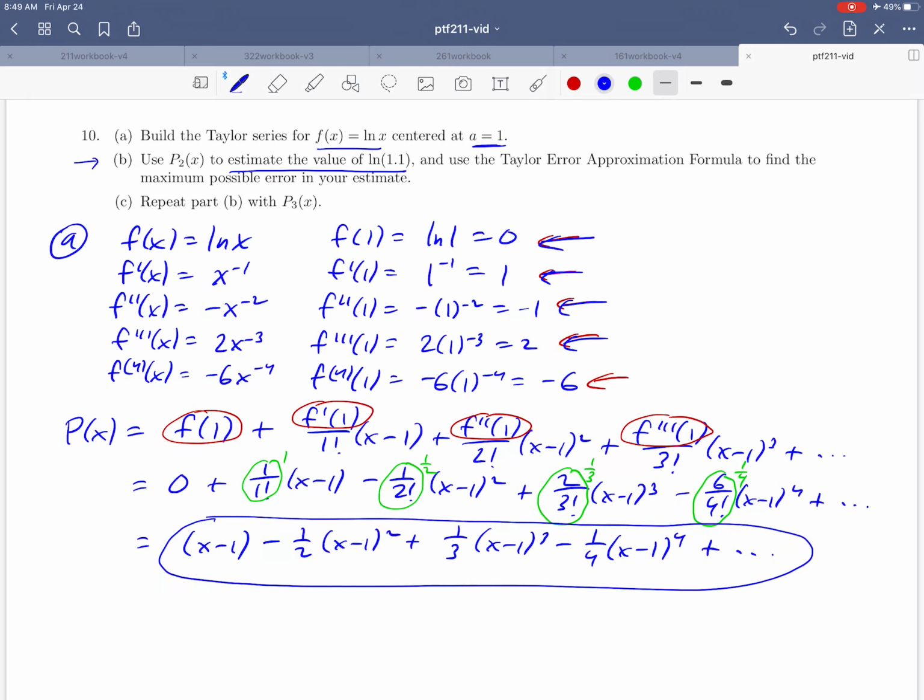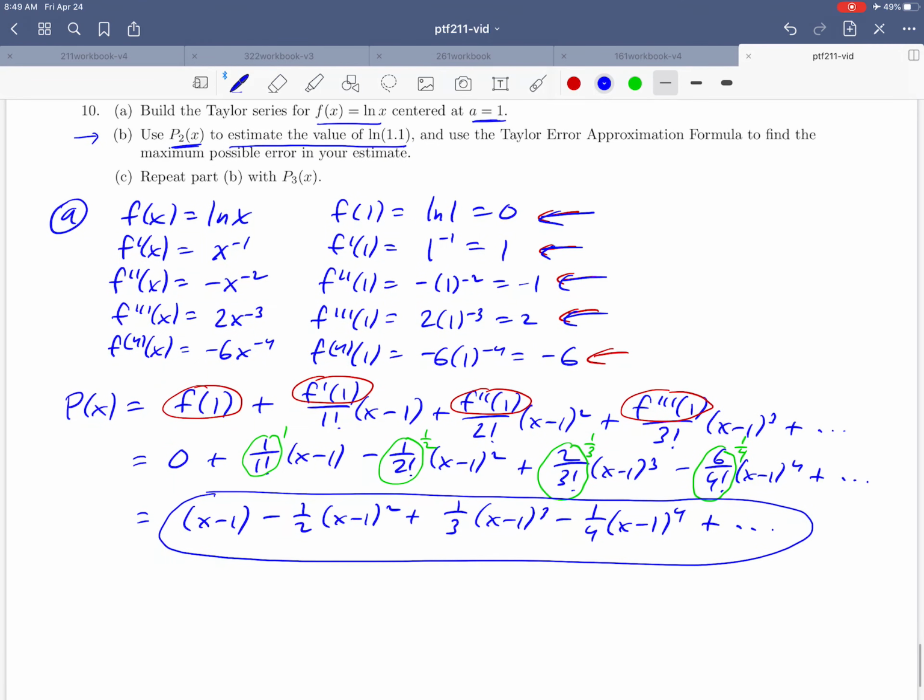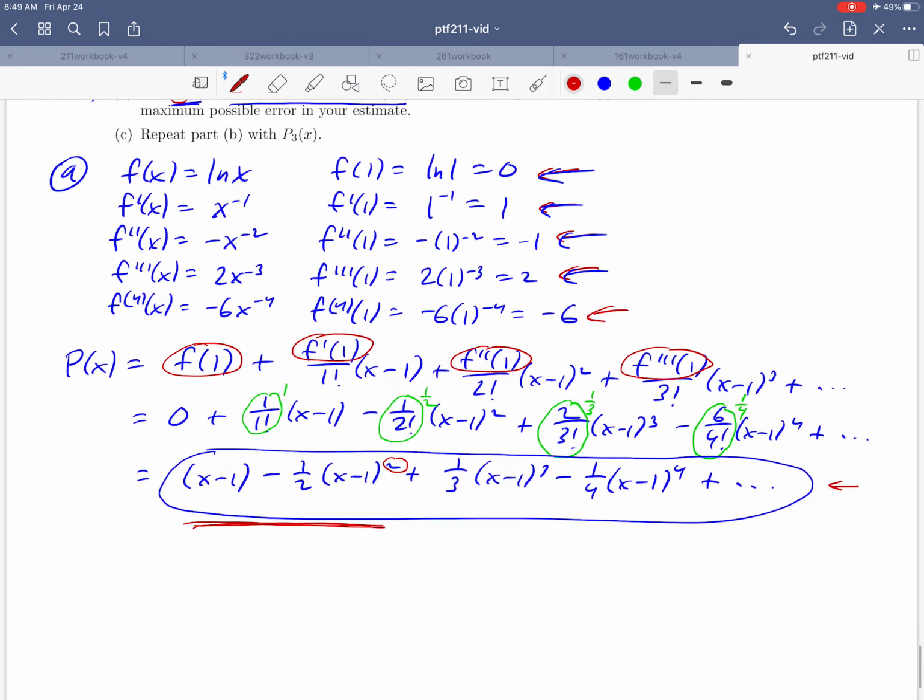Now notice how they're asking us to do that. They'd like us to use P2 of x, which is the second Taylor polynomial. So let's first remind ourselves of what that means. P2 of x just means we're going to go to the series that we calculated here, and take enough terms until we get to the number 2. That 2 is referring to the power of x. So we need to take these first two terms, because that's what leads us to that second power. So P2 of x is just the thing that I've underlined in red, those first two terms.